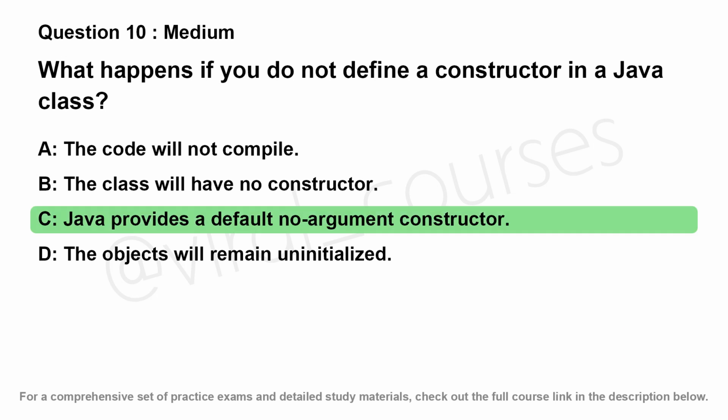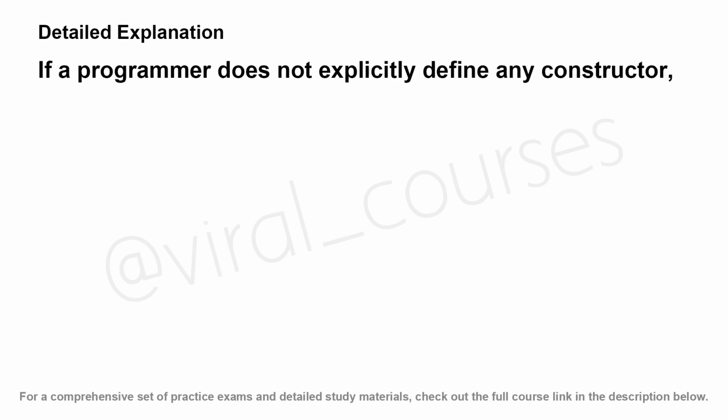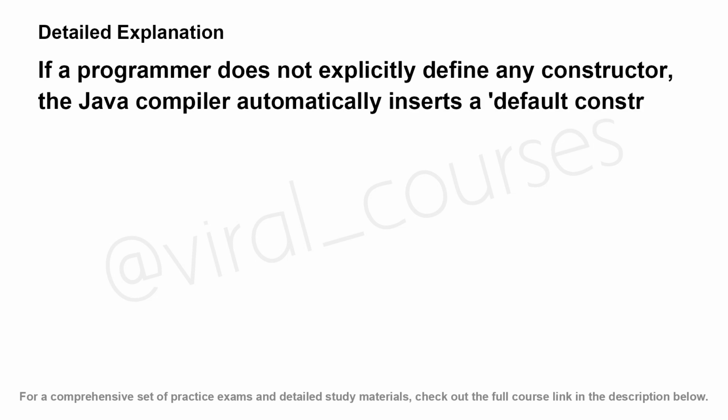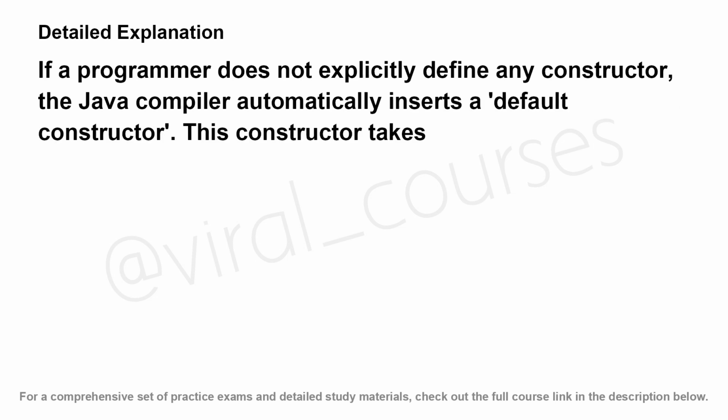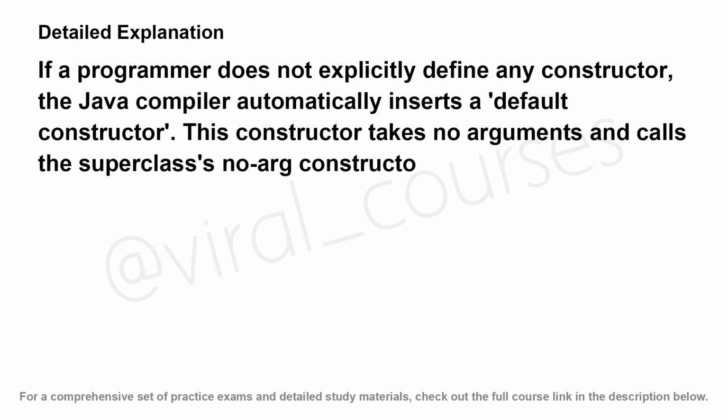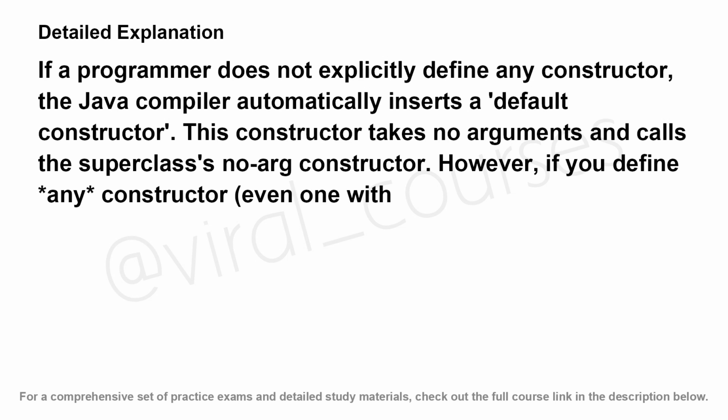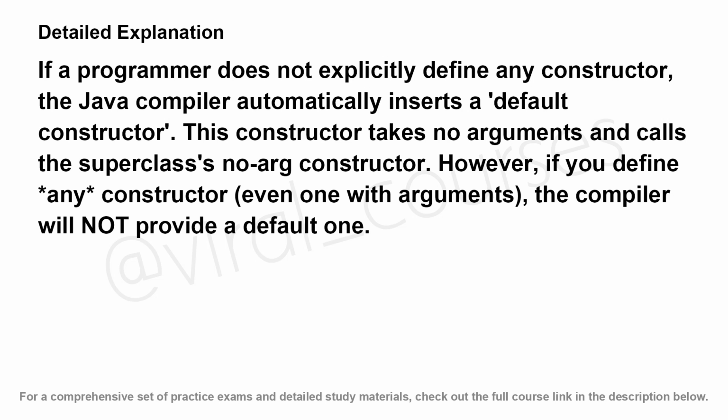The correct answer is C. If a programmer does not explicitly define any constructor, the Java compiler automatically inserts a default constructor. This constructor takes no arguments and calls the superclass's no-arg constructor. However, if you define any constructor, even one with arguments, the compiler will not provide a default one.